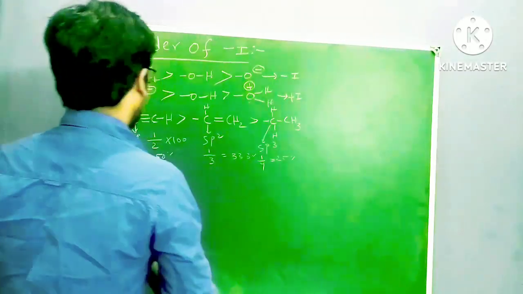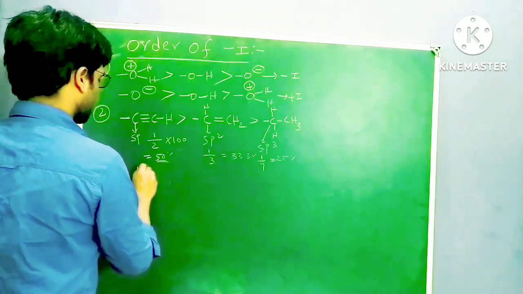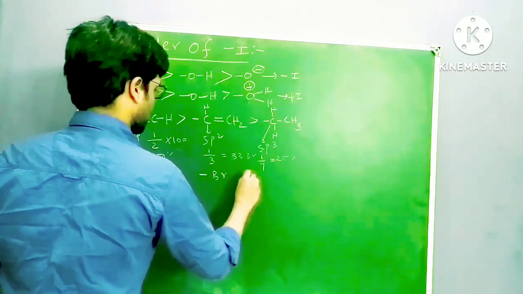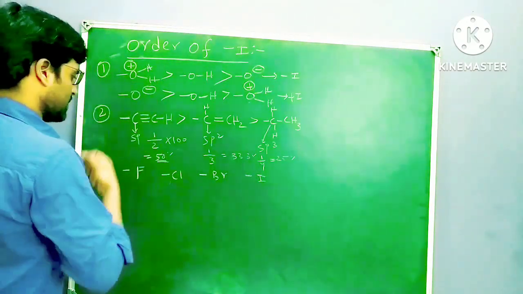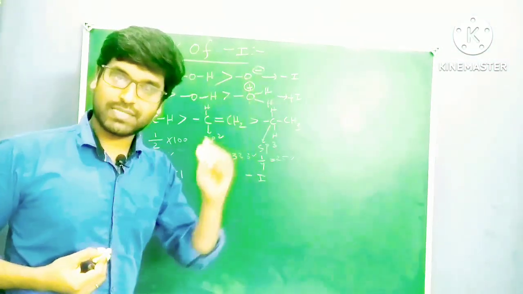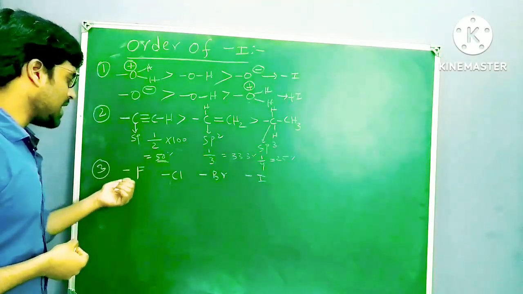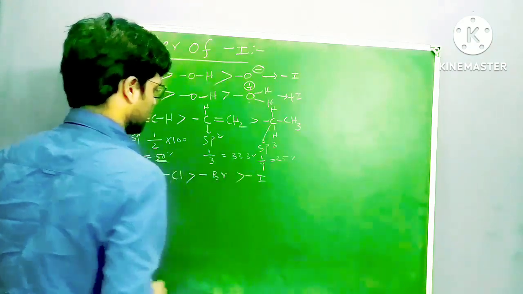For suppose I am giving here fluorine, chlorine, bromine, iodine. That means these atoms are attached to the carbon chain. Now you know in the group electronegativity will decrease from top to bottom. So fluorine is more electronegative. So minus I for the fluorine atom is high, then chlorine, then bromine, then iodine.